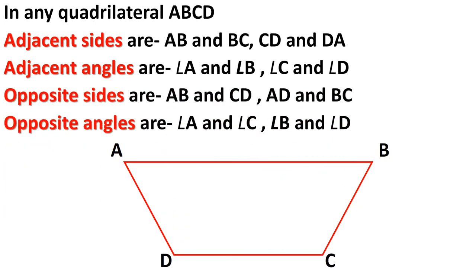Opposite sides are those in which no vertex is common. AB and CD, no vertex is common here. AD and BC, in this also no vertex is common. Opposite angles are those in which no arm is common. Angle A and angle C is one pair of opposite angles. Angle B and angle D is another pair of opposite angles.